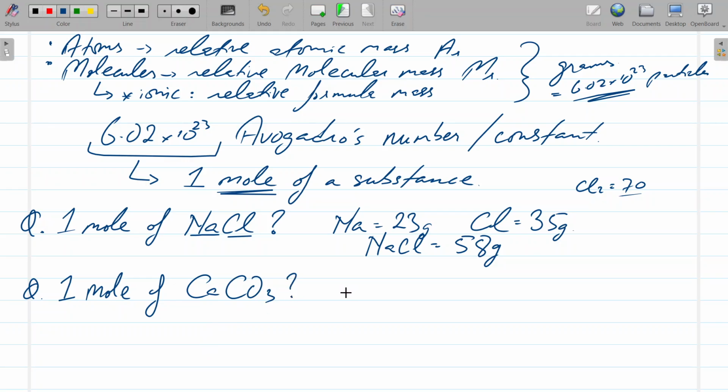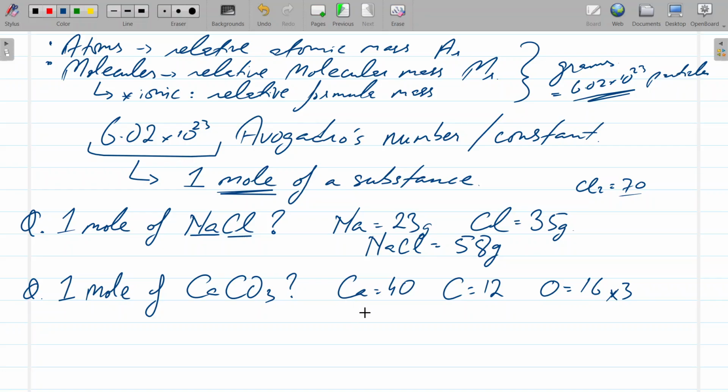So the relative atomic mass for calcium is 40, for carbon it's 12, and for oxygen it is 16. Multiplied by 3, because there are 3 oxygens, that would give us 48.